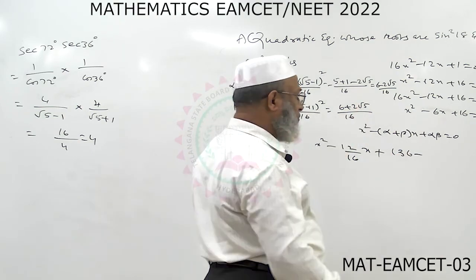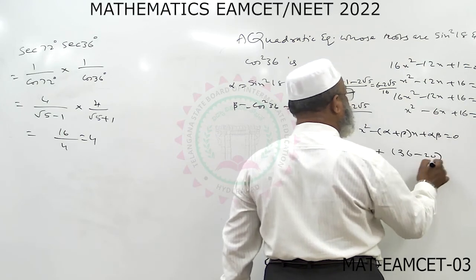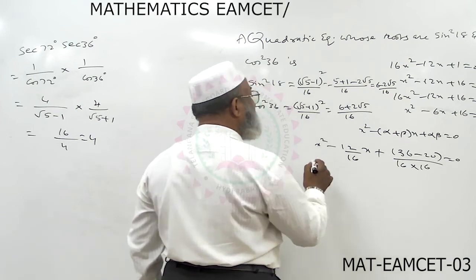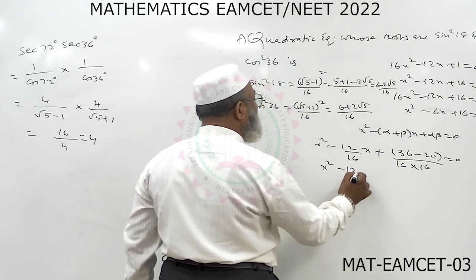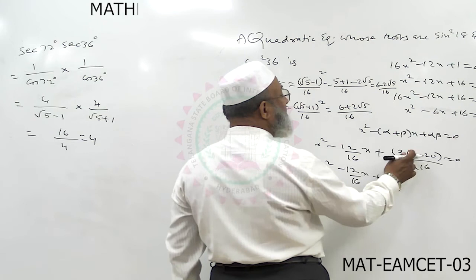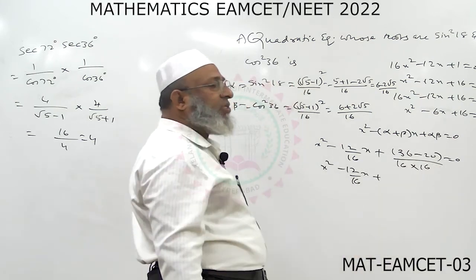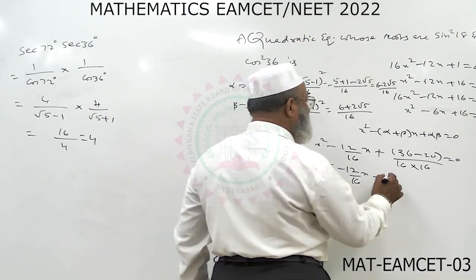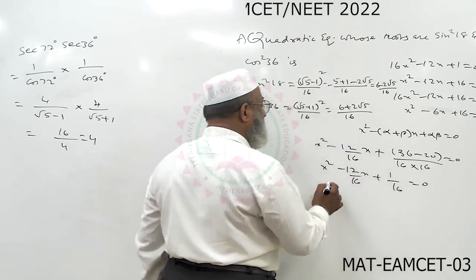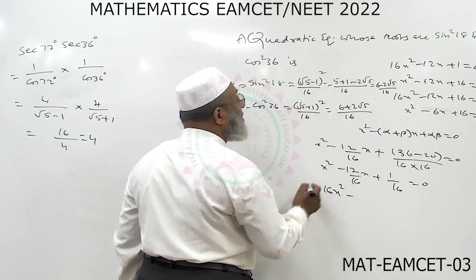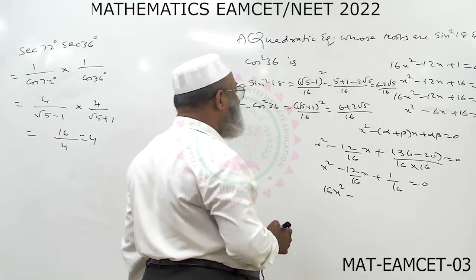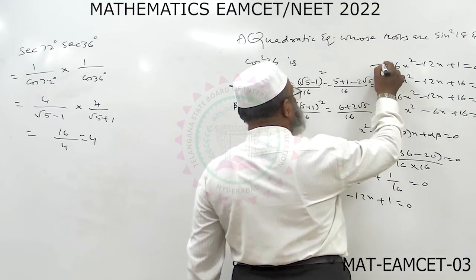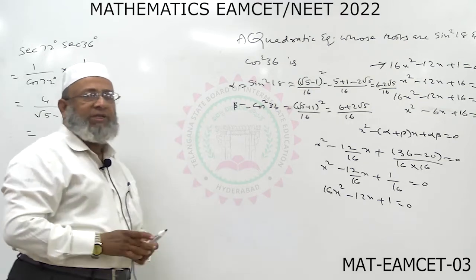2 square is 4, 4 into 5 is 20 by 16 into 16. So this is nothing but x square minus 12 by 16 into x plus 36 minus 20 is equal to 16. So 16 cancels from both numerator and denominator, which gives me 1 by 16. Or if I simplify, if I take the LCM, this is nothing but 16x square minus 12x plus 1 is equal to 0. So the first option is my correct answer.